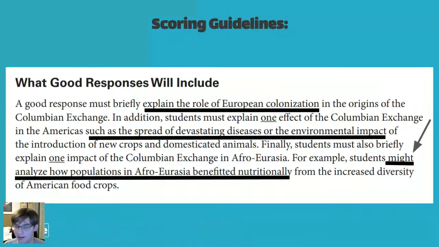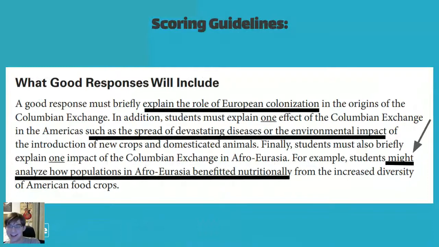Did we do that? Yes or no? That's a simple, did we talk about European colonization and exploration? Yeah, boom, that's 1 point right there. And 1 point is big. In addition, students must explain one effect of the Columbian Exchange in the Americas, such as the spread of devastating diseases or the environmental impact of the introduction. So, boom, devastating diseases.